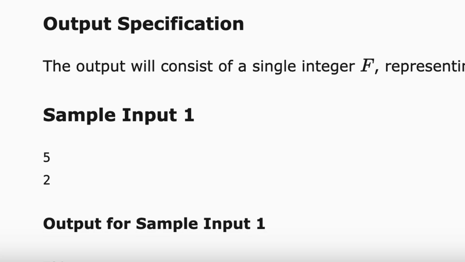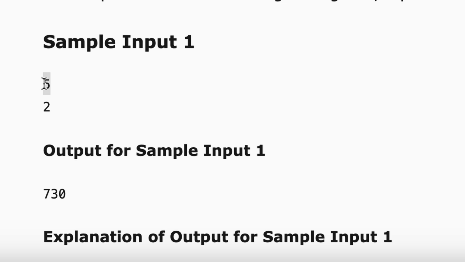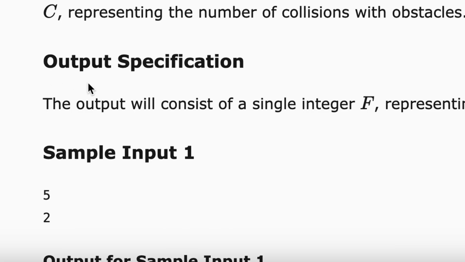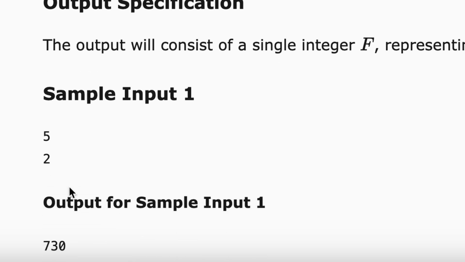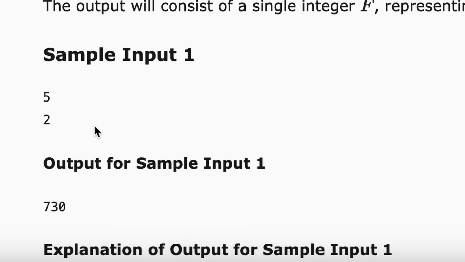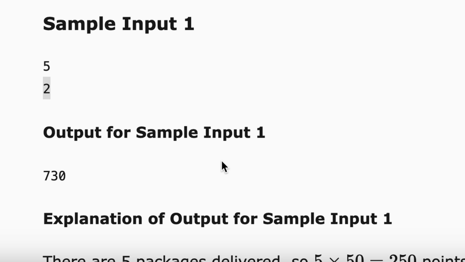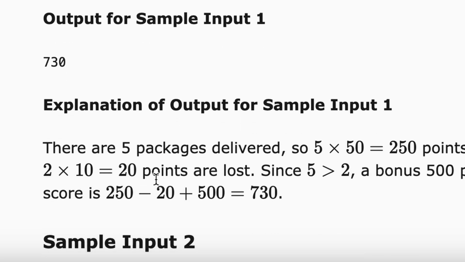All right. So the sample input says you delivered 5 packages and you collided with 2 objects, and your output is 730. 5 times 50 is 250. So 250 points minus 20 points, that's 230 points. Since the packages delivered is higher than the collisions, you get 500 points. 500 plus 230 is 730. So the explanation is right here.